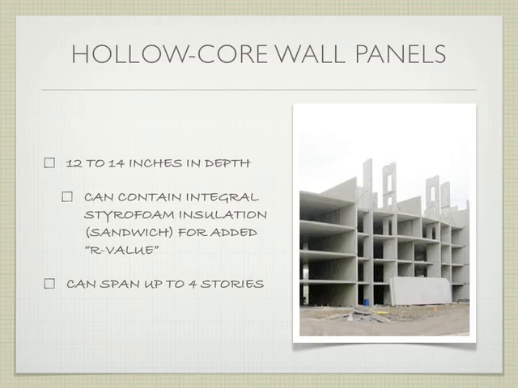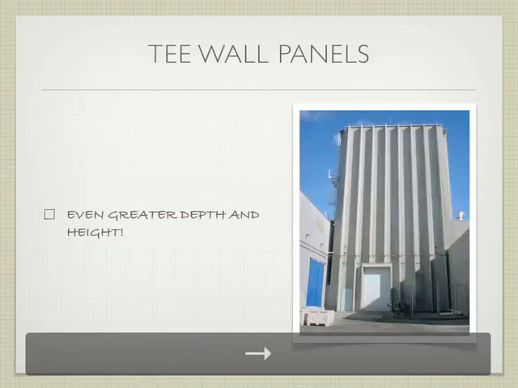Same technology as we talked about between the standard slabs and the hollow core slabs. This time we're just in wall panels. We have a standard wall panel and a hollow core wall panel, 12 to 14 inches in depth. They can contain some kind of integral styrofoam to increase the insulation value of that particular building. Usually it's some kind of a proprietary system for how they mix it in. It can span up to 4 stories in height, so you can get a little bit more height out of it.